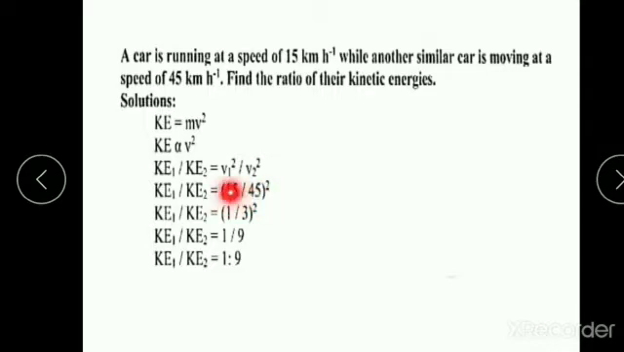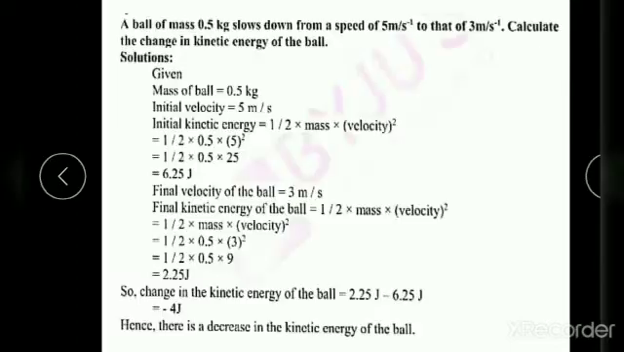Okay, so 15 ones are 15, 15 threes are 45. So you get 1 divided by 3 whole square, that is nothing but 1 square is 1 divided by 3 square is 9. So the ratio of the kinetic energy is 1:9.